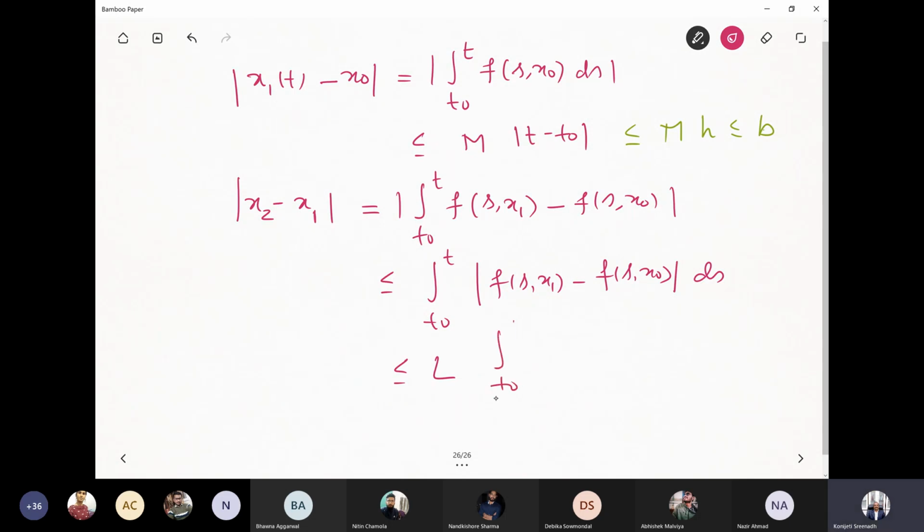So this is integral from t0 to t, into mod x1 minus x0. From this step you have m into t minus t0. So this is going to be m into L by 2 into (t minus t0) whole square. So that is what we have in the claim there. So this is true, the estimate is true for 2.